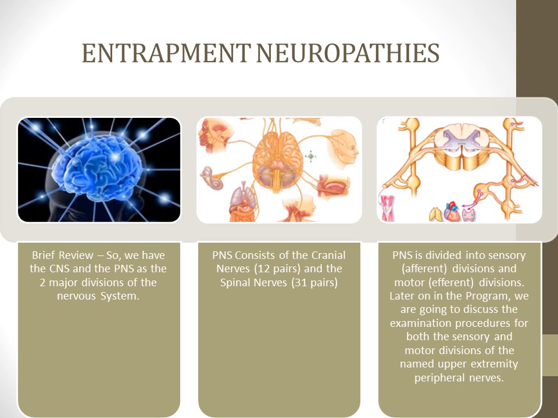And so just to continue our review, recall that the peripheral nervous system is divided into the sensory afferent division and the motor efferent division. And as we go on in the program, we're going to discuss examination procedures for both of these afferent and efferent divisions for the named upper extremity peripheral nerves.